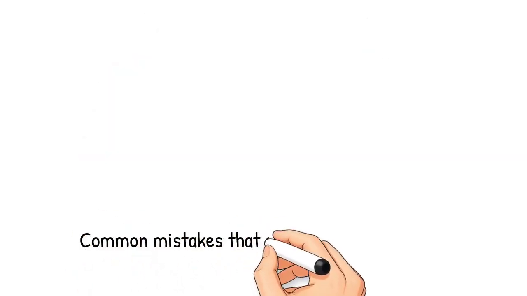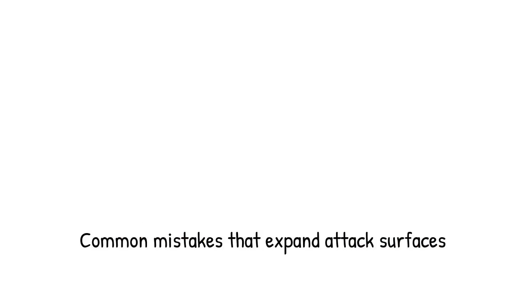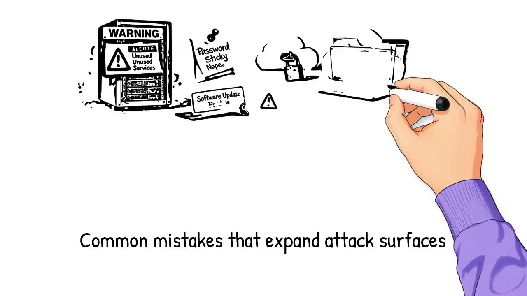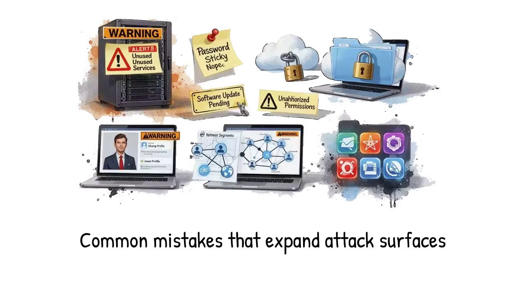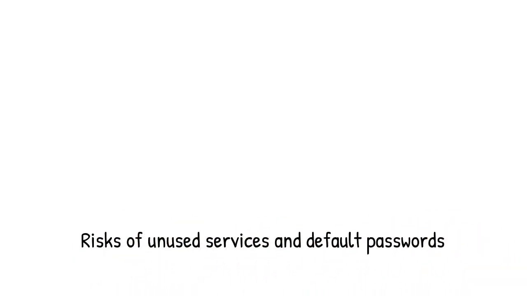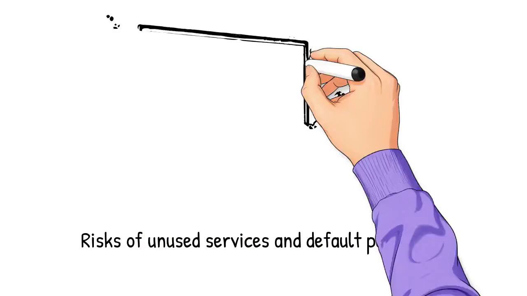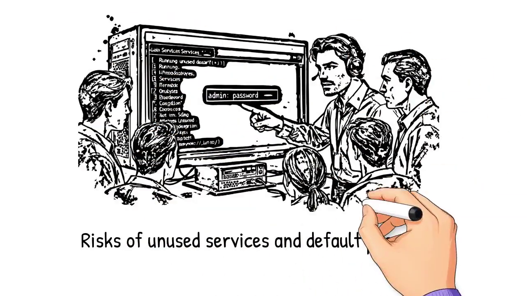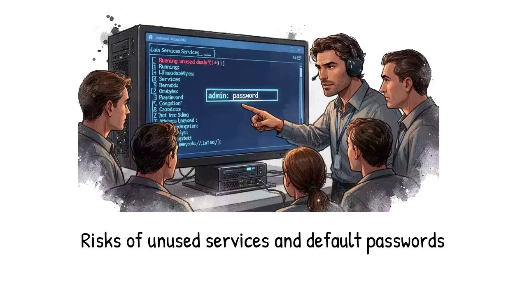Many organizations unintentionally expand their attack surfaces. Here are some of the most common mistakes: leaving unused services running, using default passwords, misconfigured cloud storage, not patching software, overprivileged user accounts, flat networks, and ignoring shadow IT. Every unnecessary service left running is an unnecessary risk to the system. Attackers are familiar with every default password ever created, making default credentials a major security vulnerability.